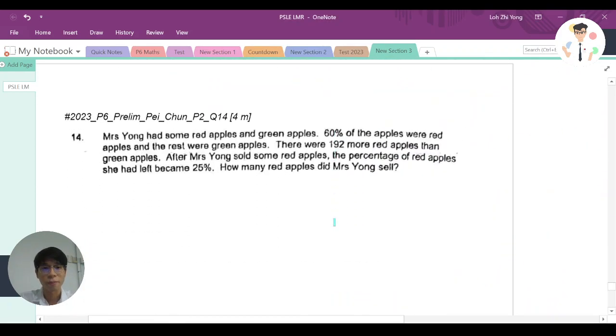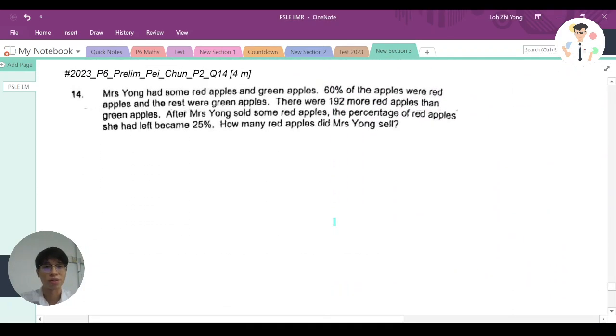Our next question is from page 1, paper 2, question number 14. A simple question, but let's discuss together. So here says that Mrs. Yong had some red and green apples. 60% of the apples were red and the rest were green apples. Now, let me just write here first. I have red, I have green.